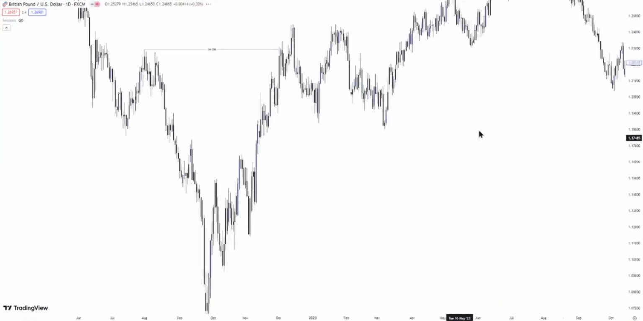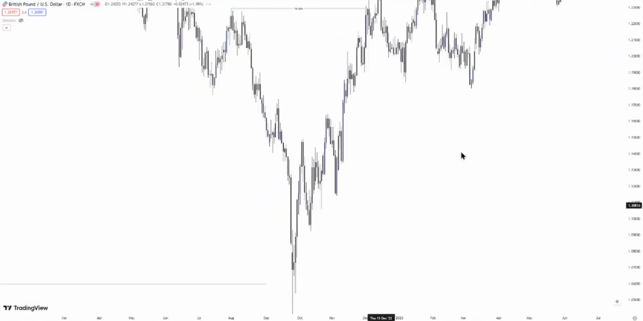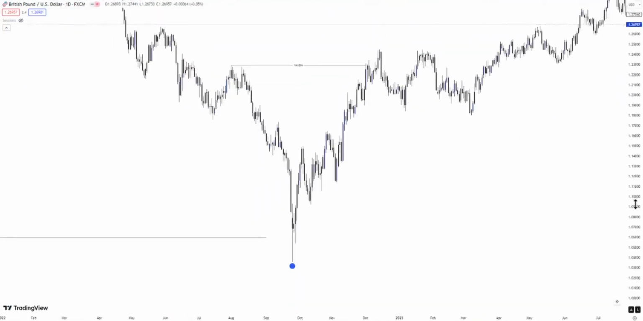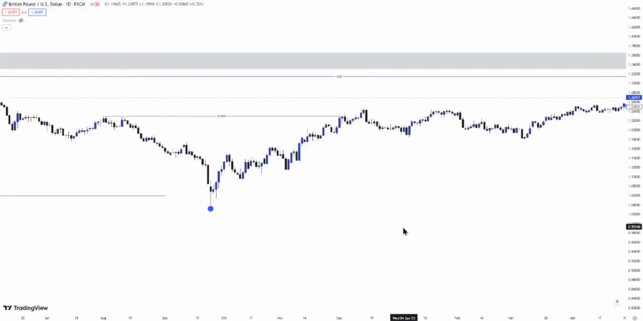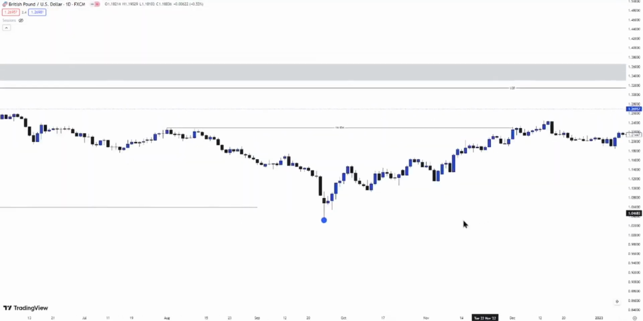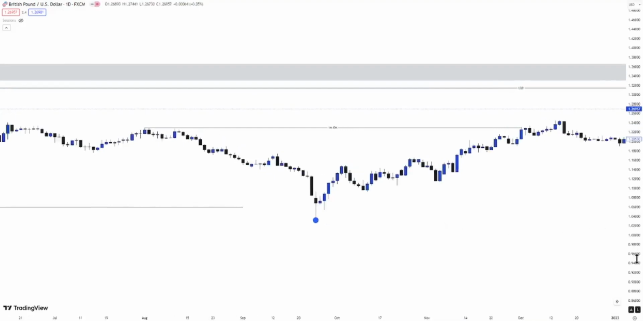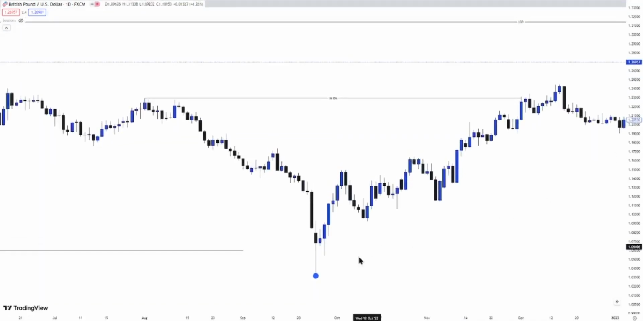On the daily time frame, price printed this low. This low coincides with the monthly low, all right? This daily low coincides with the monthly low, as you can see. And therefore, this daily low was confirmed when price took out inducement.